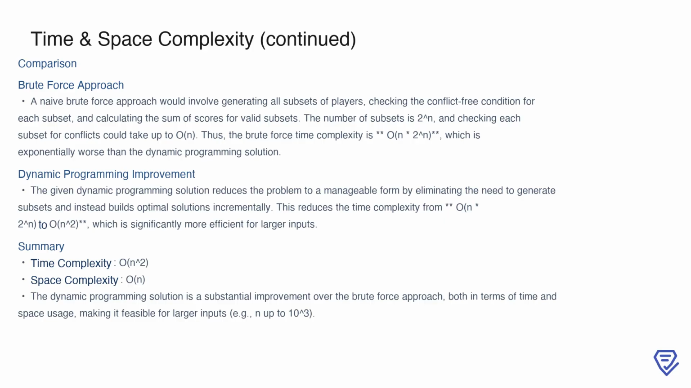In contrast, the dynamic programming approach avoids generating subsets altogether, focusing instead on building optimal solutions incrementally. This reduces the time complexity to O(n²), a significant improvement that makes the solution scalable for inputs as large as n equals 10^3. In summary, the dynamic programming solution achieves a time complexity of O(n²) and a space complexity of O(n), making it far more efficient and feasible than the brute force alternative.